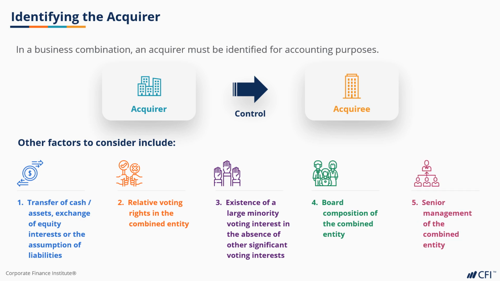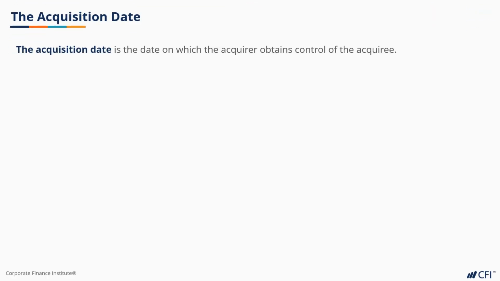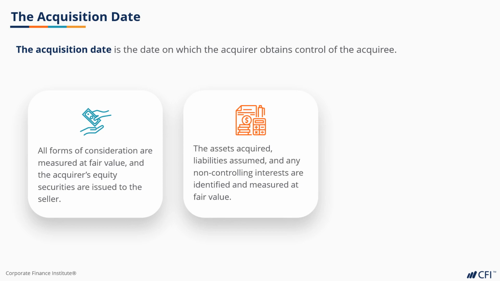An acquirer obtains control of the acquiree when it legally transfers the consideration and acquires the assets and assumes the liabilities of the acquiree. This typically occurs on the closing date, but that's not necessarily the case in all instances. It could, for example, occur earlier. Therefore, an acquirer must consider all relevant facts when identifying the acquisition date.